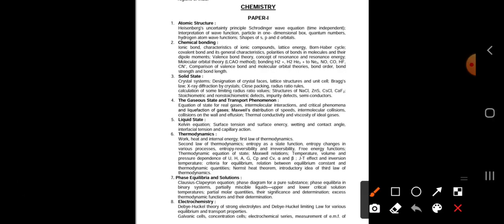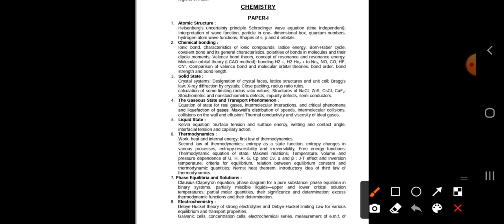Everyone, today we are going to discuss the chemistry optional paper for the civil services examination. First, a few things should be kept in mind while starting preparation for chemistry as an optional paper. Those students who have studied chemistry at their graduation level should opt for this optional paper.